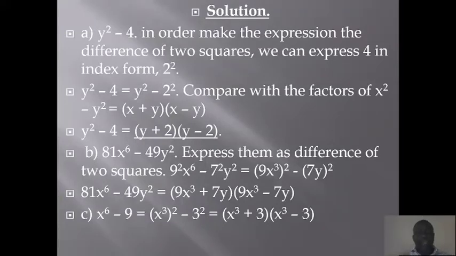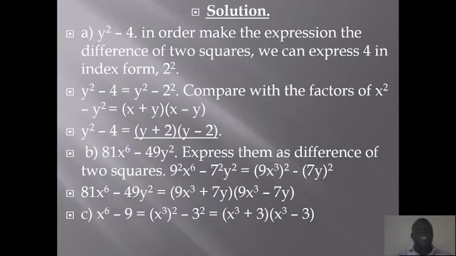So if we have y squared minus 2 squared, it now looks like our initial expression, which is x squared minus y squared. So now, in place of the x, we put y. In the place of y, we put 2. So now we have (y + 2)(y - 2).